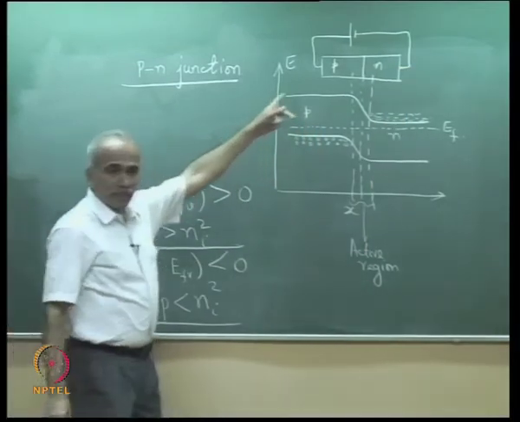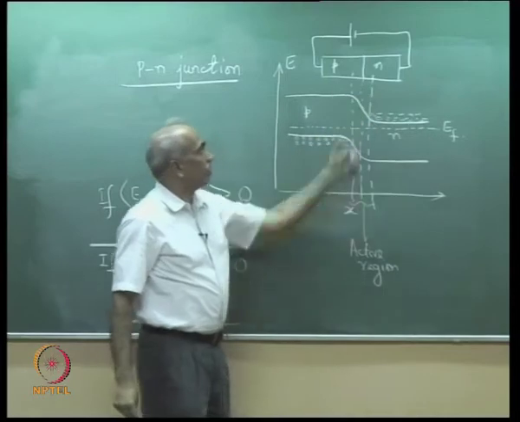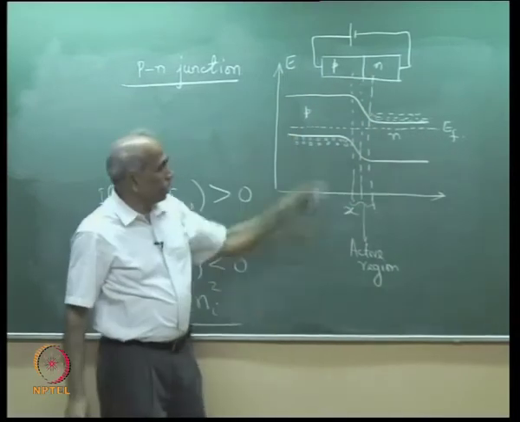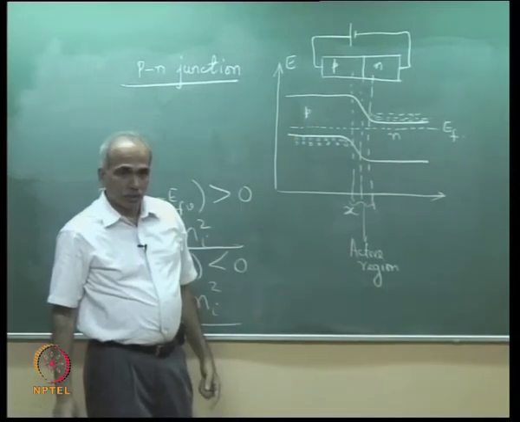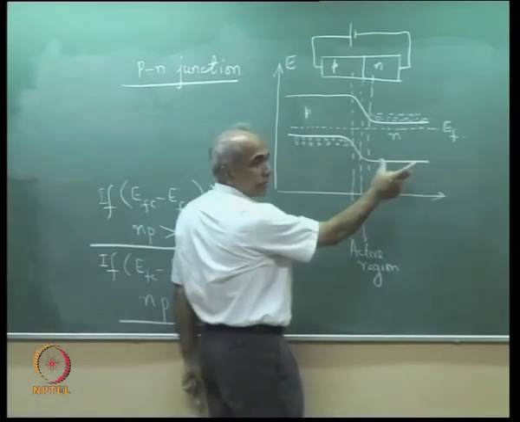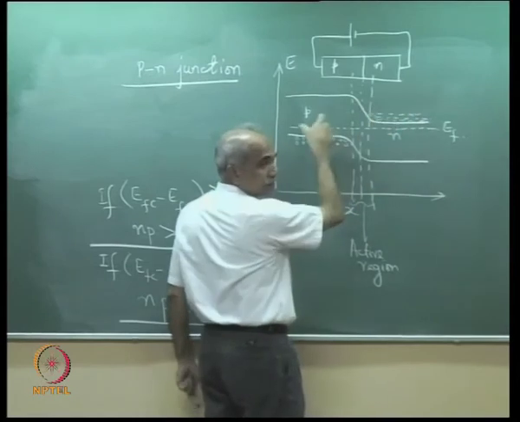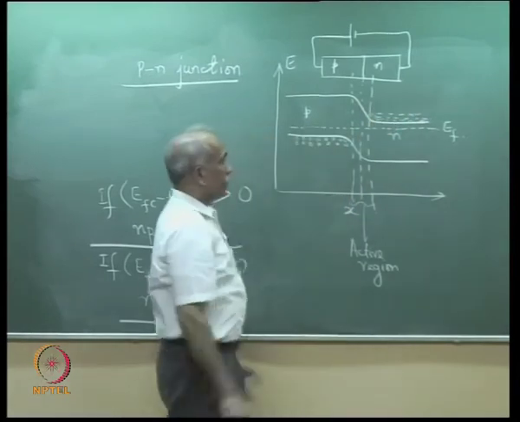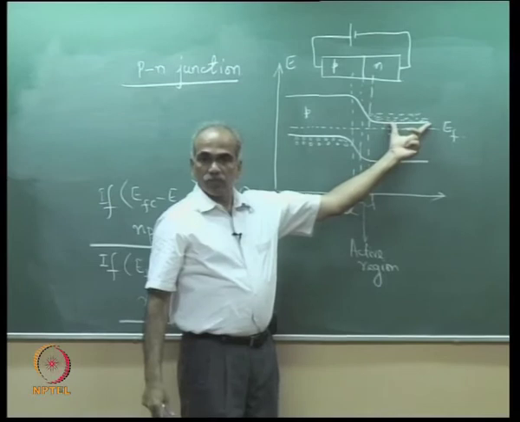This is the entire PN material. I am not showing just the junction. So PN, we apply a forward bias. So when we apply a forward bias, what happens? The right side goes upwards with respect to the left side, because electrons get more potential energy.